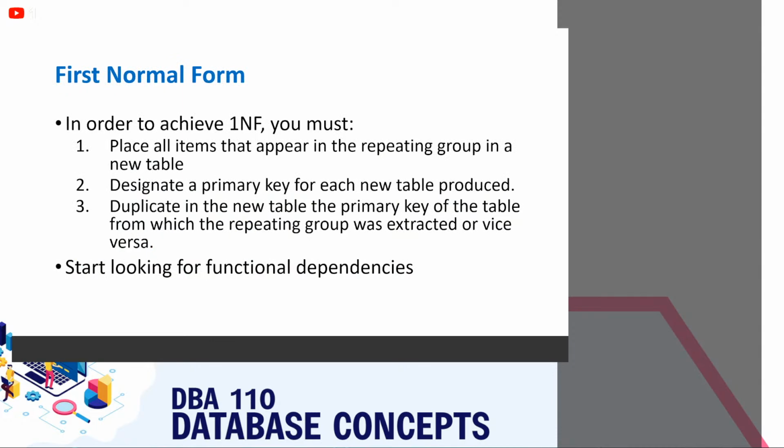Another thing that we want to have is a primary key for each new table. So all of our tables need a primary key, and we've said before that a primary key is a unique identifier that identifies what the table is. So we might have a student ID number for a student table. And so that table is about the student information.